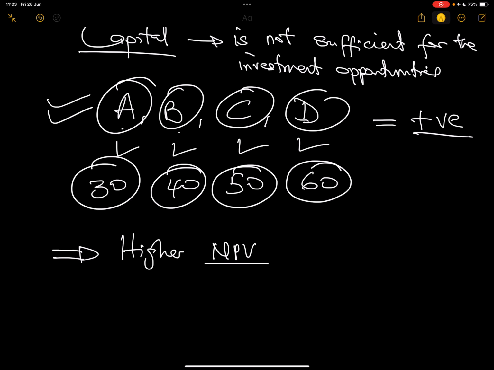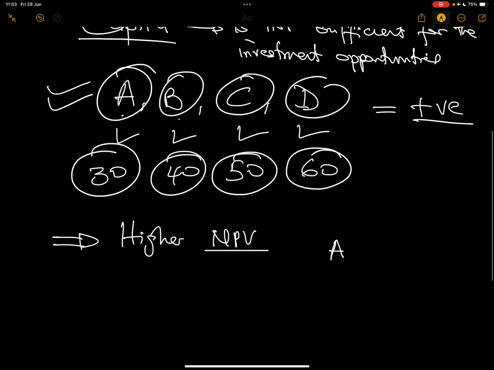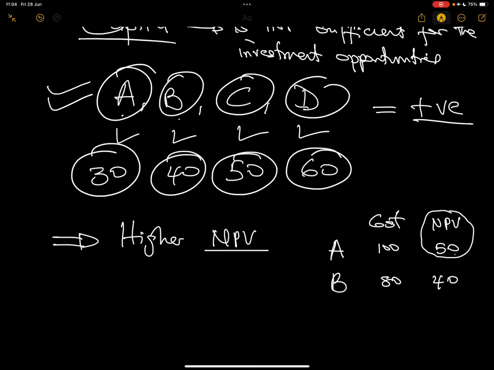But that is easier said than done. Let me give you an example, a scenario. We have investment A and investment B. Investment A is going to cost you 100 million. Investment B will cost you 80 million. But investment A is giving an NPV of 50. Investment B is giving an NPV of 40. What investment will you do? Naturally speaking, you will say, since this is giving higher NPV, you should do investment A.